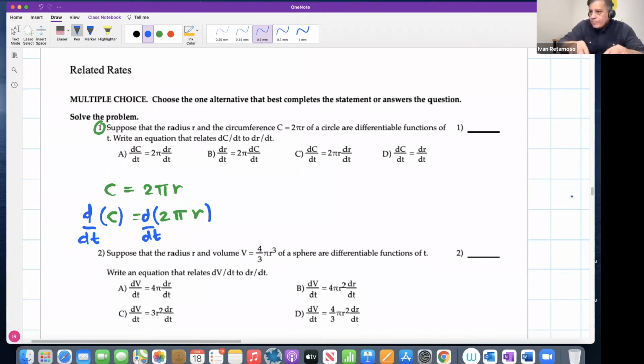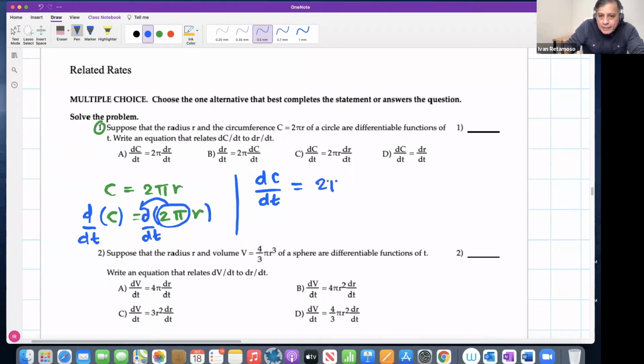I see there's some activity on the chat room. Marcos, excellent. Yeah. So if we take derivatives, on the left side of the equation we're going to get the derivative of C with respect to T. Not much to do there, right? But here, notice this 2 pi is a constant, it comes out of the derivative. And then you are left with the derivative of R with respect to T. That's it.